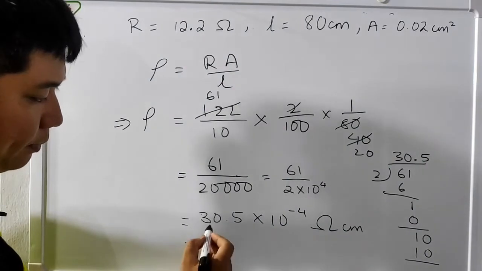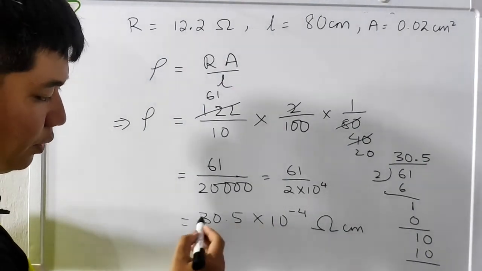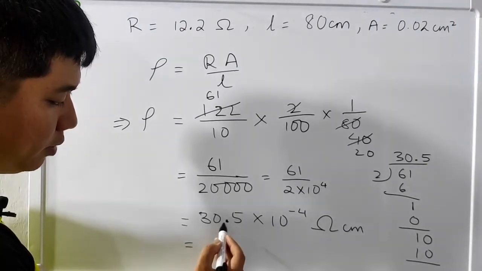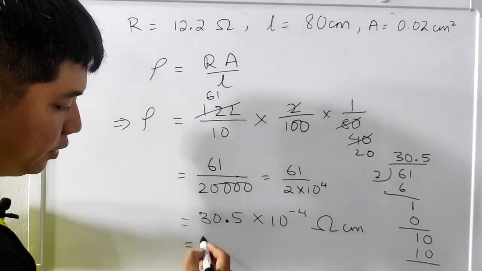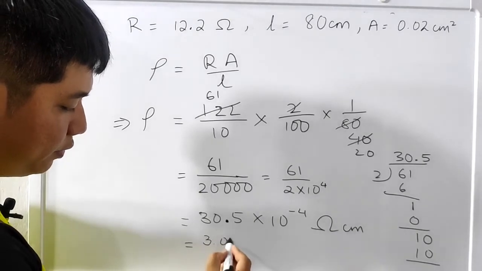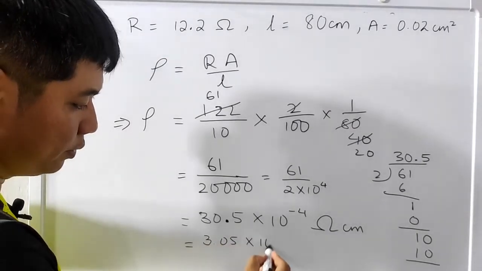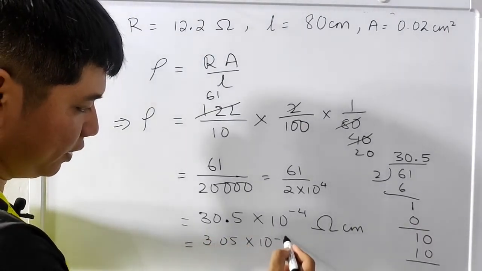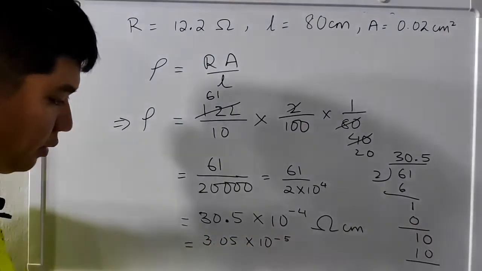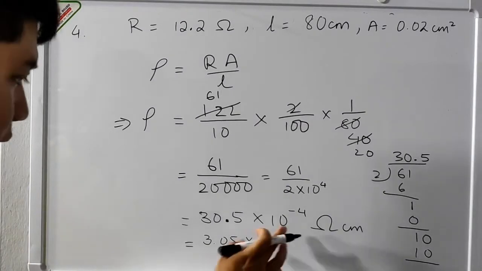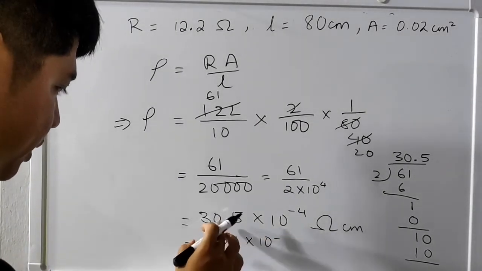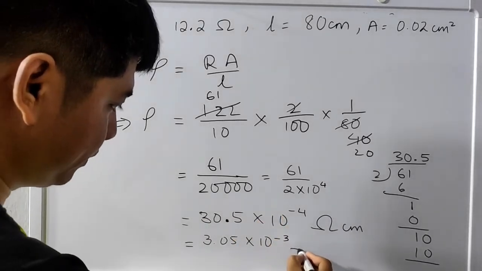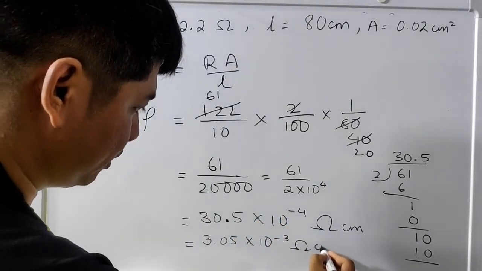Then, if we write it in standard form, decimal point must come after the first digit. 3.05 into 10 power minus 5. Sorry, it will be 3. If this decreases, this will increase. It will be 3 ohm centimeter.